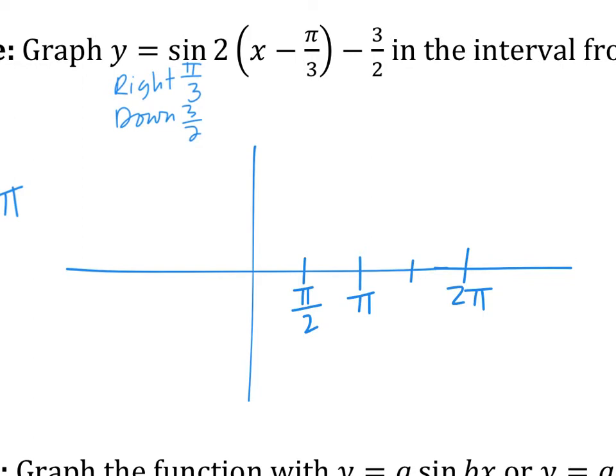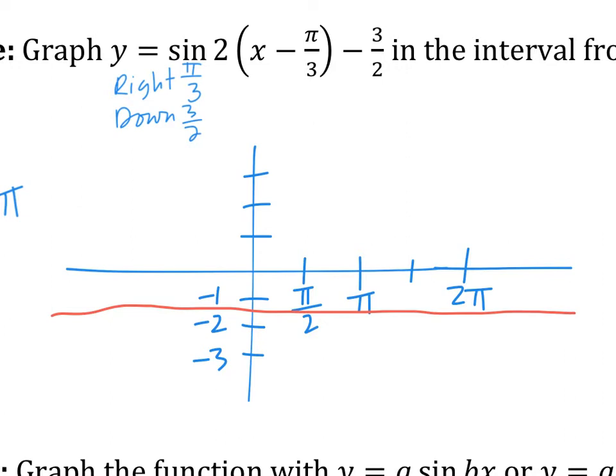Okay, and then we're going to go down 3 over 2. Okay, let's draw some axes. We're going to go down 3 over 2. That is negative 1 and 1/2. All right. We said the period is pi. Okay, so from pi over 3, we're gonna count 1 pi over.